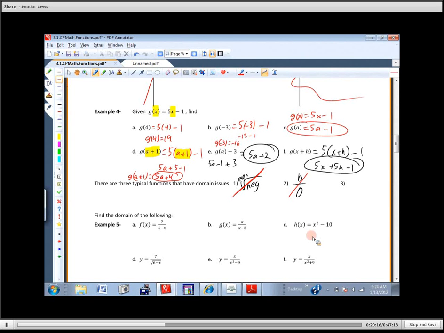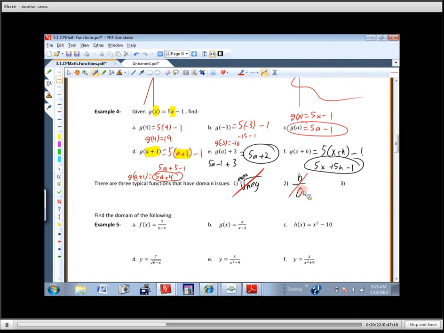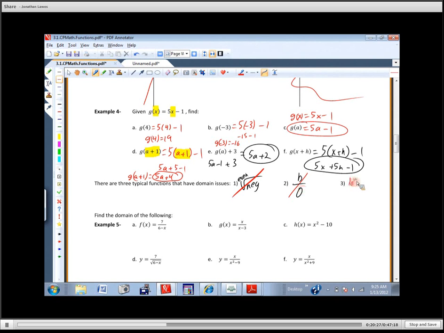Shane? Okay. You can't take the log of a negative or 0. That's not allowed. Let me do that in red. Okay? Can't take the log of a negative or 0.